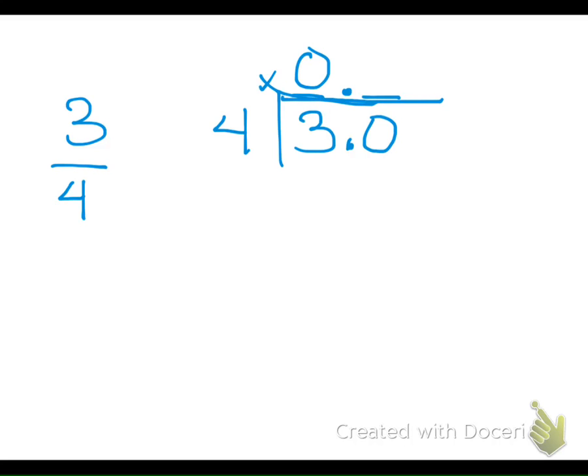How many groups of 4 can come out of 30? Well, let's see. 4 times 5 is 20. 4 times 6 is 24. 4 times 7 is 28. 4 times 8 is 32. That's too many. So it looks like we can only get 7 groups of 4 out. And now we have, let's see, it looks like 10 minus 8. It looks like we have a remainder. But here's the thing with decimals. We can just keep going.